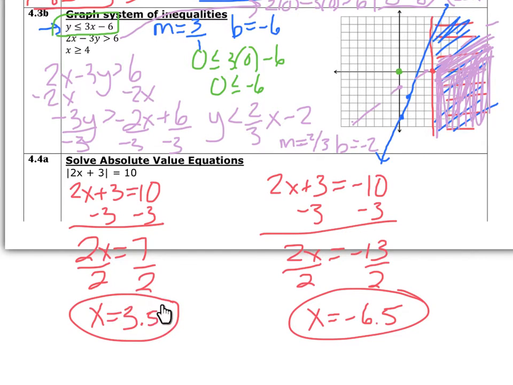If we put 3.5 into here, this whole inside would equal 10. The absolute value of 10 is 10. If we put negative 6.5 for x into here, this whole inside will be negative 10. If you take the absolute value of negative 10, you would get 10. So it's correct, and these are our two final answers.